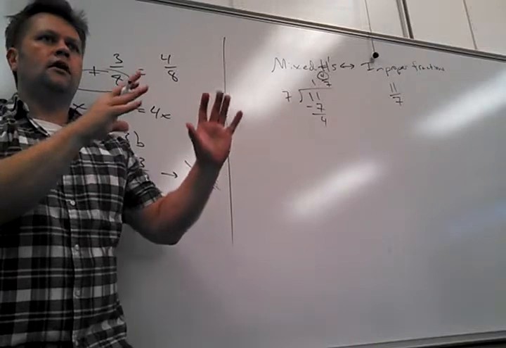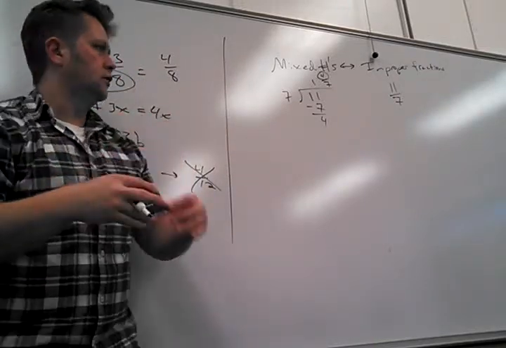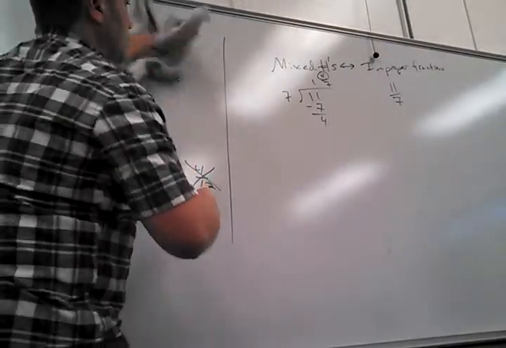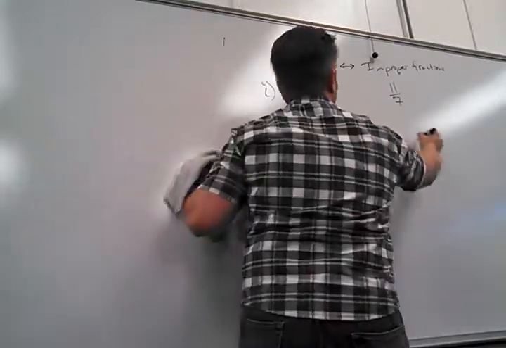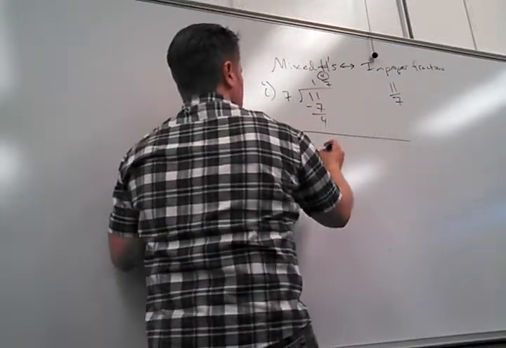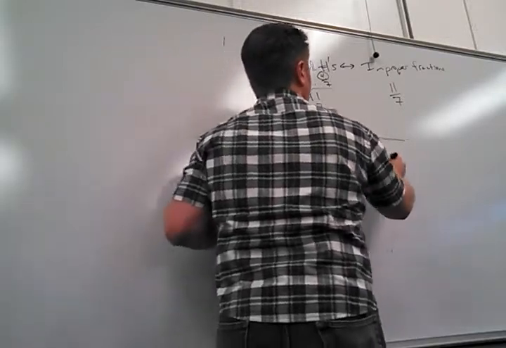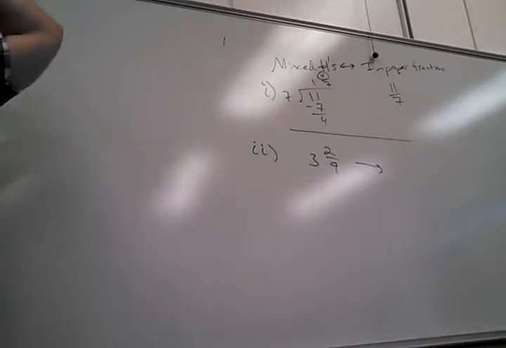What about the other way, though? What if I had a mixed number? Here's problem number 1. How do I go from a mixed number, 3 and 2/9, to an improper fraction? Yes, sir. So multiplying 9 by 3 and with 2, like we do some, right?